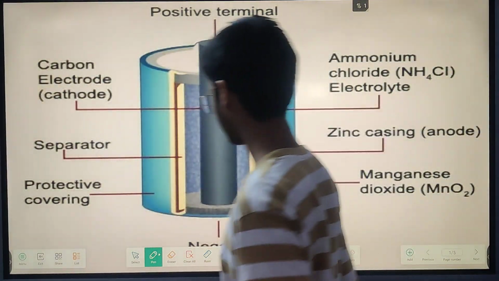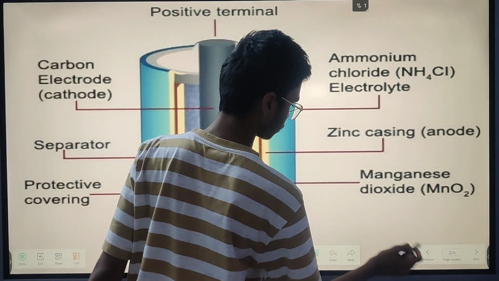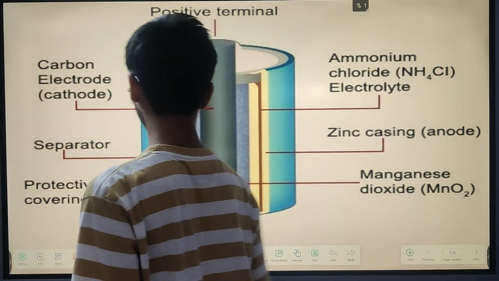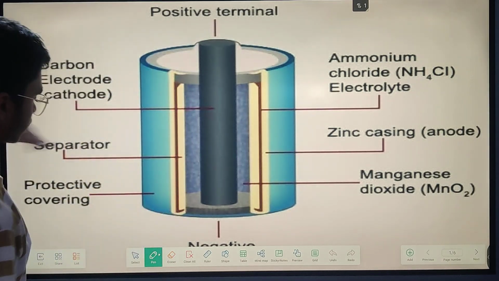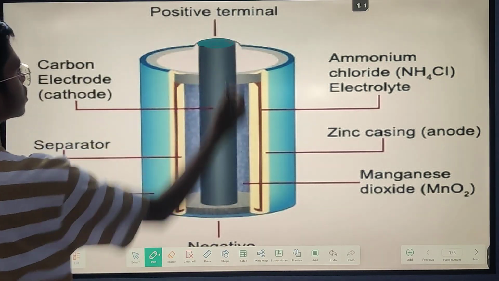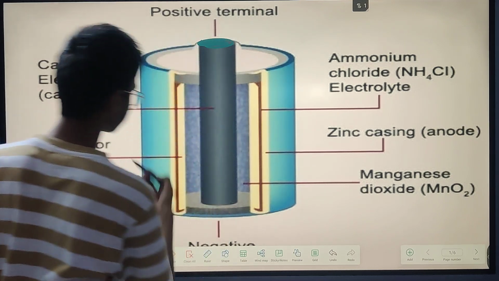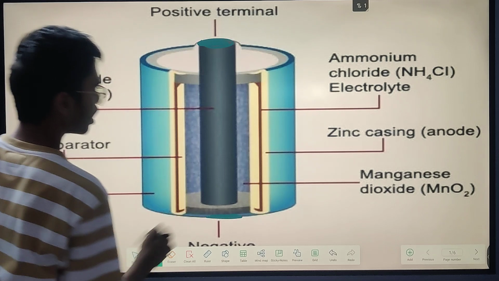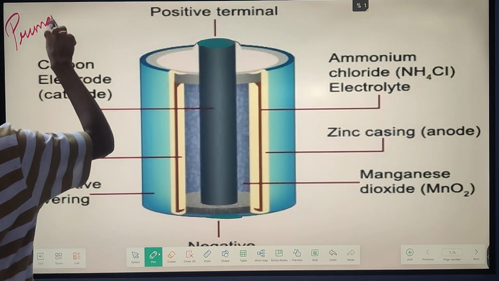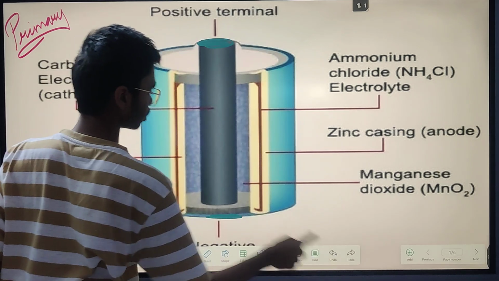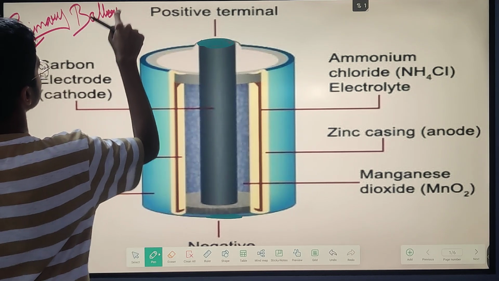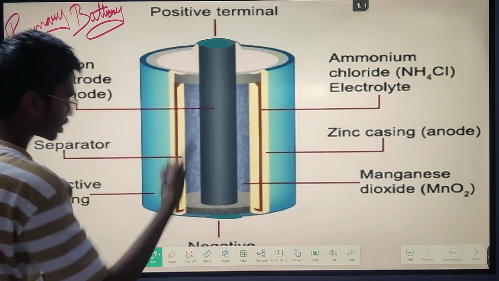So here we are having the primary battery. Here you can just observe it. This particular part is known as the positive terminal, and this is the negative terminal. This is a primary battery.